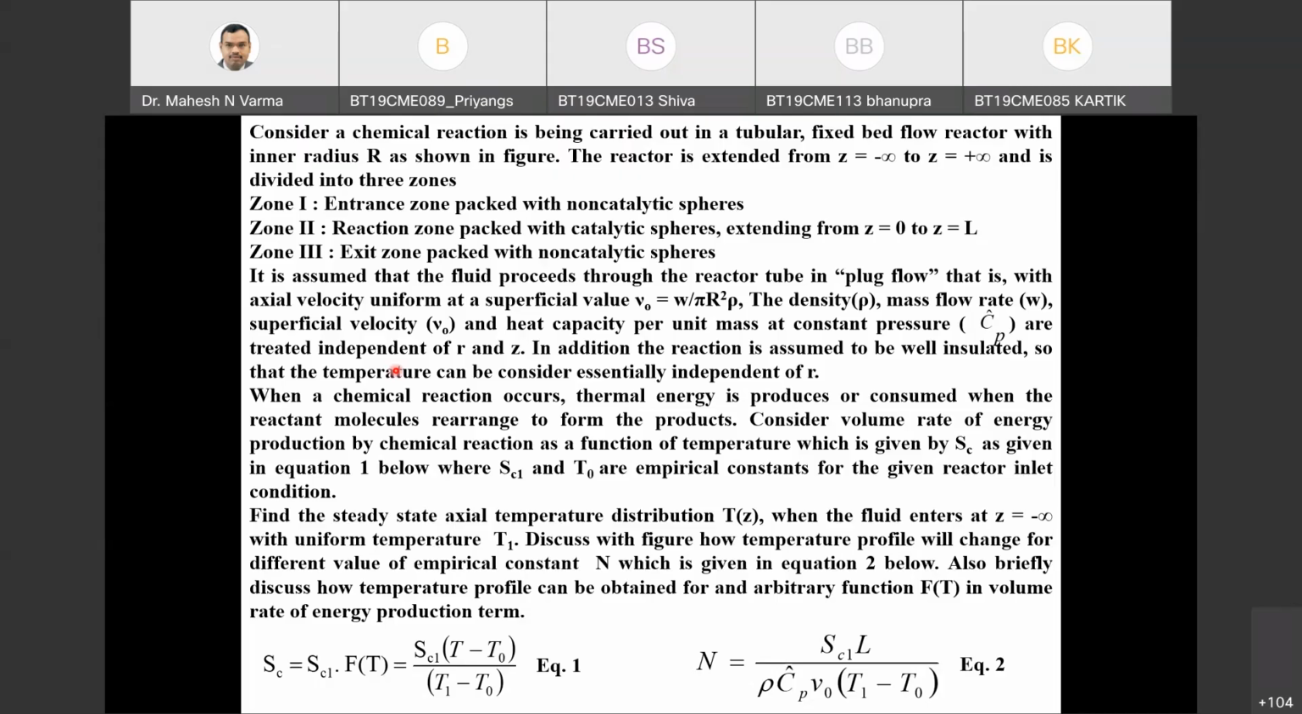Roll number 1. Roll number 2, Abhishek. Hello, am I audible, sir?